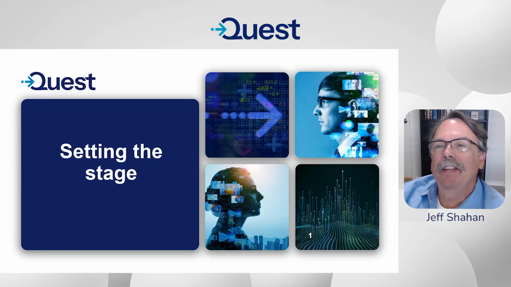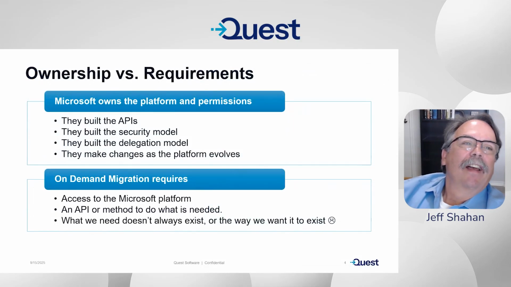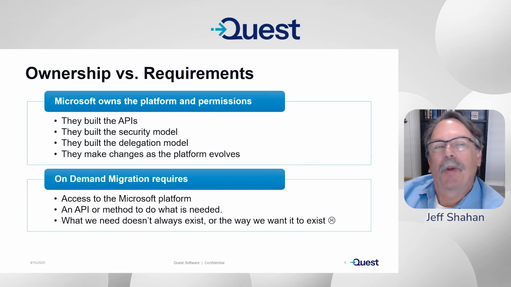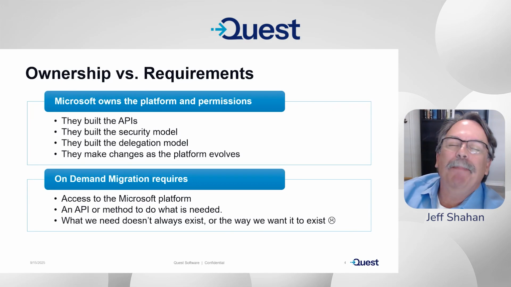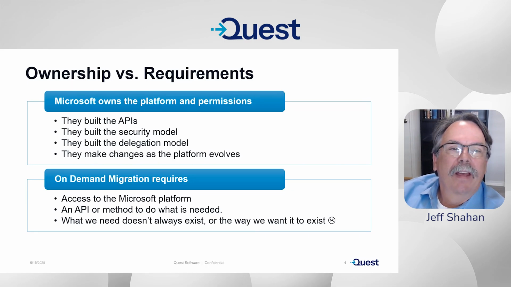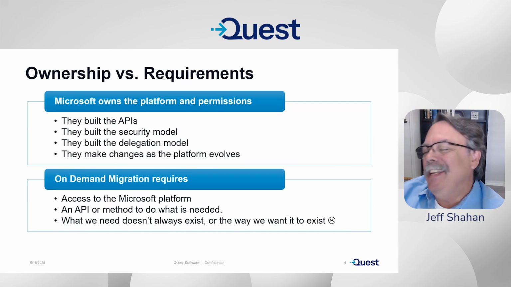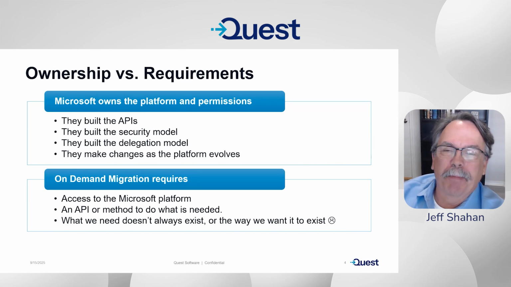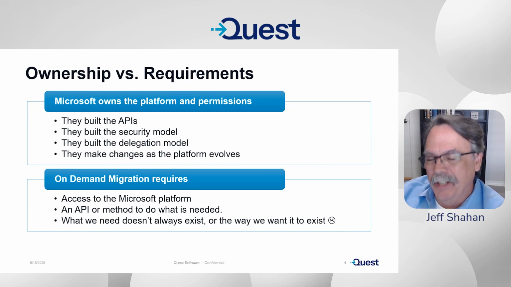First, we're setting the stage. The ownership versus the requirements. Microsoft owns the platform and the permissions. We have to work within the APIs and the permissions that they give us. They built the APIs, they set the standard for the security model, and they built the RBAC controls that we have to work within. On-demand migration needs access to that Microsoft platform so it can do what it's designed to do, and that's migrate content.